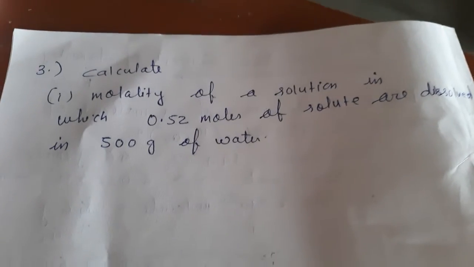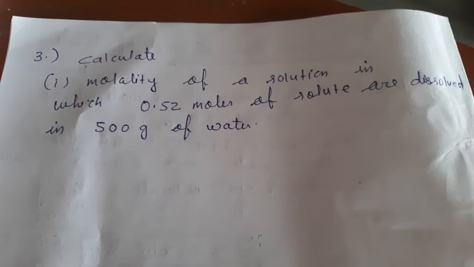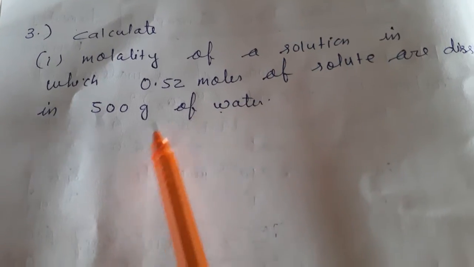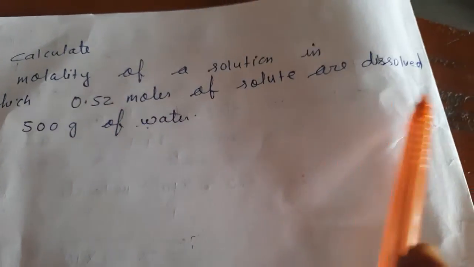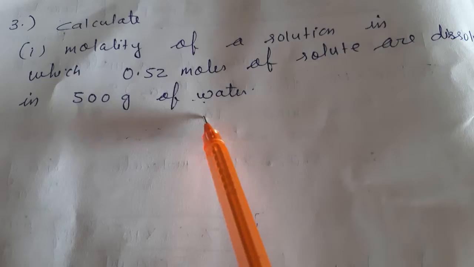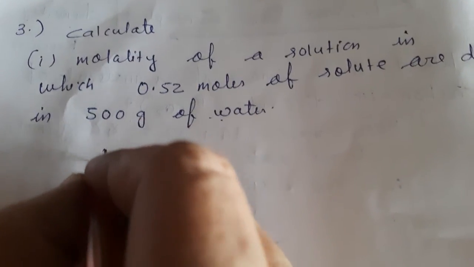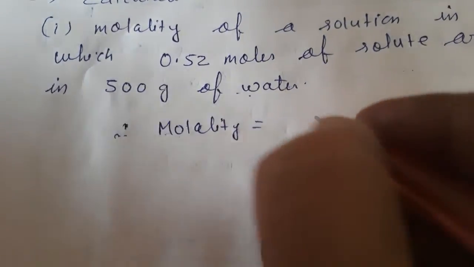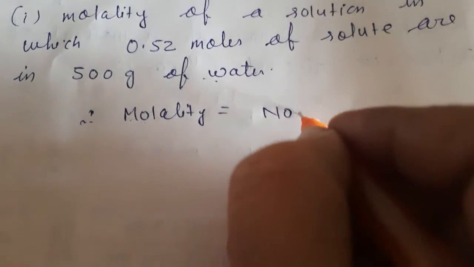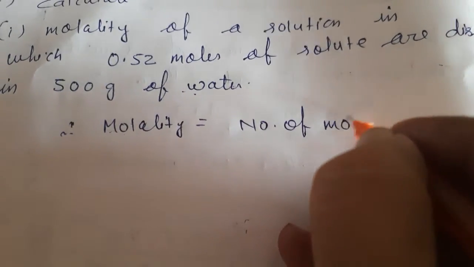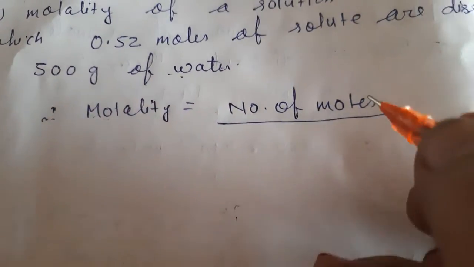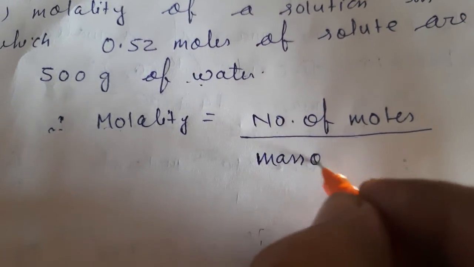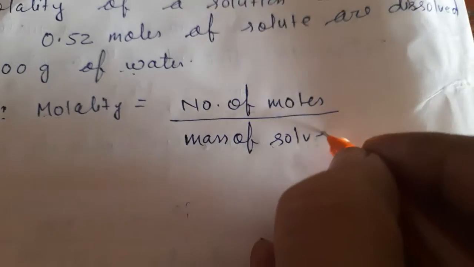Next question is, calculate molality. Beta, all these things we will need in 12th, so see it sincerely. Molality of a solution in which 0.52 moles of a solute are dissolved in 500 gram of water. Therefore, we will write the formula: molality is equal to number of moles divided by mass of solvent in kg. All these things you have to keep in mind.